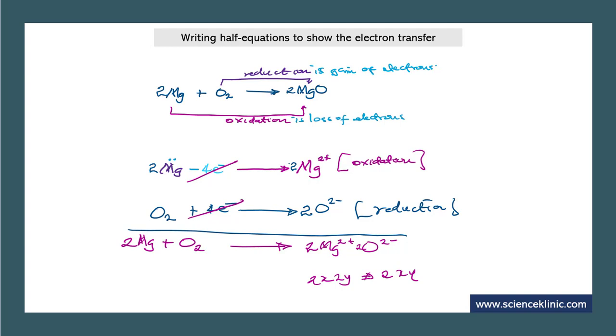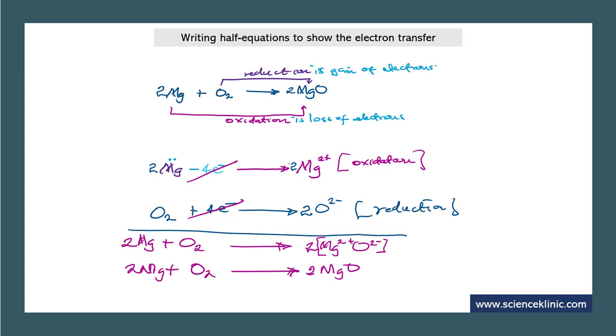So we can just open the bracket. If you want, you can open the bracket here, and you remove the 2 here. So we remove this 2 and we have O2 minus. And this is same thing as 2 MgO. So I can rewrite it: 2 Mg plus O2 gives us 2 MgO. So this is the full equation from the half equations.